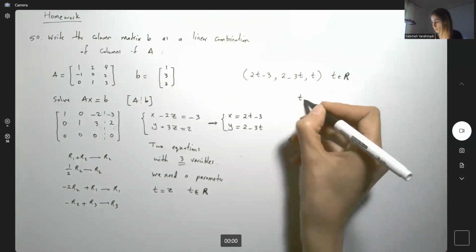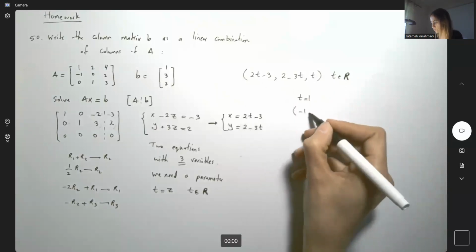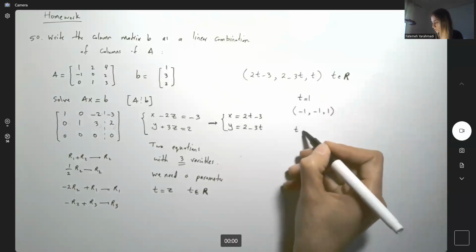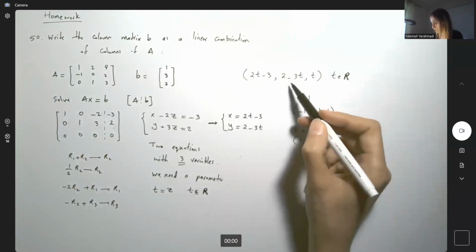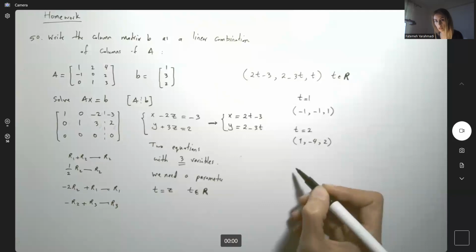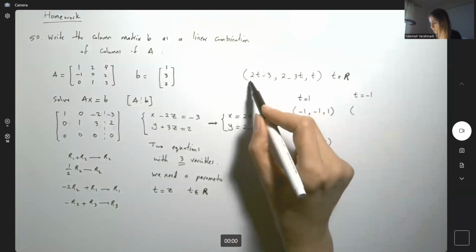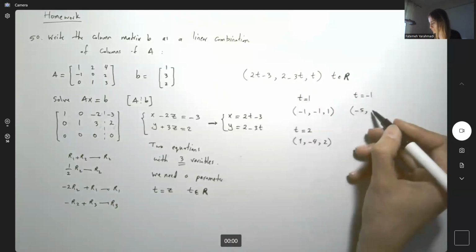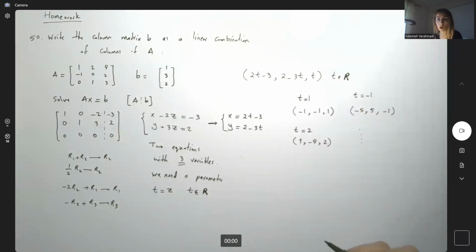You can just take this parameter, anything that you like. You can take t to be, for example, equal to 1. If t is equal to 1, you end up having negative 1 and negative 1 and 1. If t is equal to, for example, 2, anything that you like, you're going to end up with 1, and then here you have 2 minus 6, which is negative 4, and 2. You have infinitely many options. If t is equal to negative 1, you're going to end up having negative 5. Then here you're going to see 2 plus 3, which is 5. And then here you have negative 1. You have infinitely many options here.